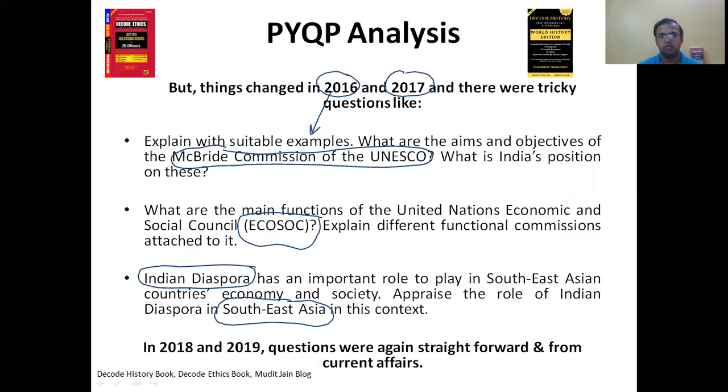So while this question requires static knowledge of UNESCO plus something historical related to UNESCO, that is the McBride Commission, this question again requires static knowledge of bodies. This question requires historical knowledge of India's relation with Southeast Asia and something about the diaspora in Southeast Asia.